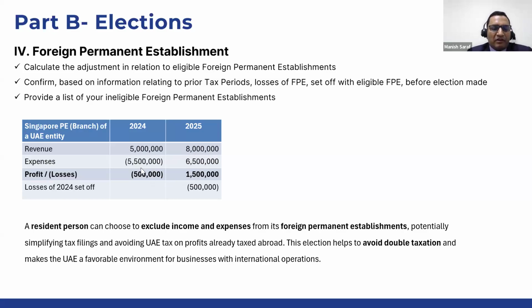So the loss which they had previously can be set off. So it's neither going to set off the losses, nor is it going to consider the gain, the income of the Singapore entity, if they have opted for foreign permanent establishment exclusion. And they need to evaluate, based on the DTA agreement with those country jurisdictions, whether to go for this option or not.